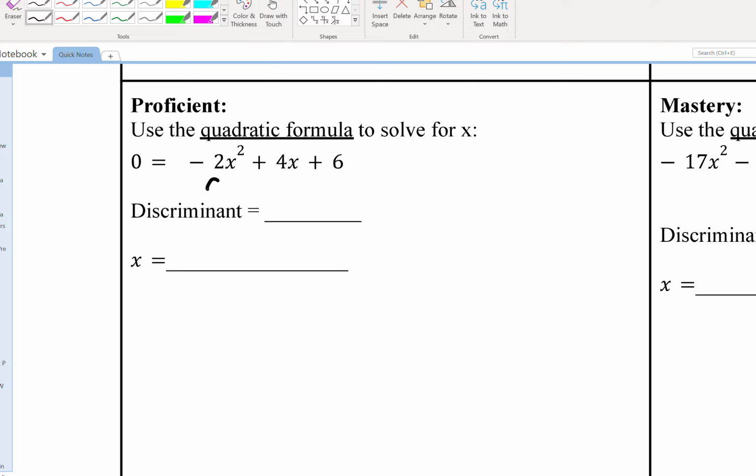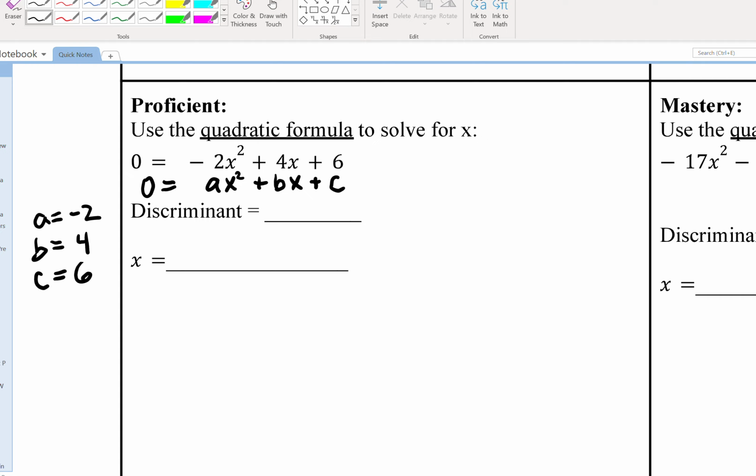This one is, we've got ax squared plus bx plus c, and that's equal to 0. And it doesn't matter if that equal to 0 is over here on the right or over here on the left like this one is. But you have those three terms in that order, ax squared plus bx plus c, and that helps you to see, if you list it out that way, that a equals -2, b equals 4, and c equals 6.